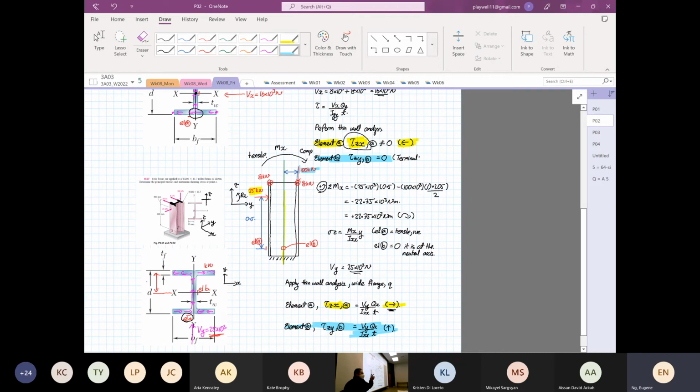A lot of the time, normal stresses, 85% of the time, we always get it right. Shearing stress, 60% of the time, we always get it wrong. I got it wrong so many times when I was younger.